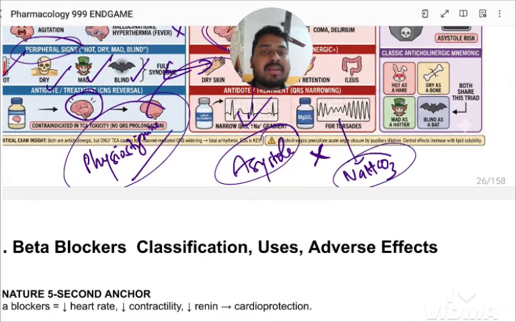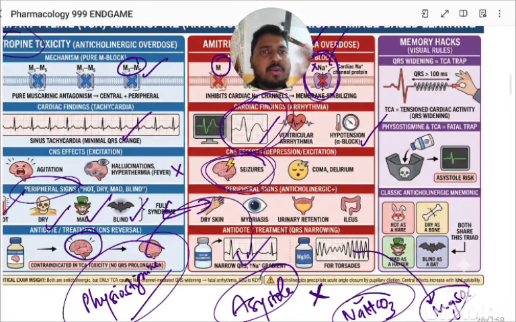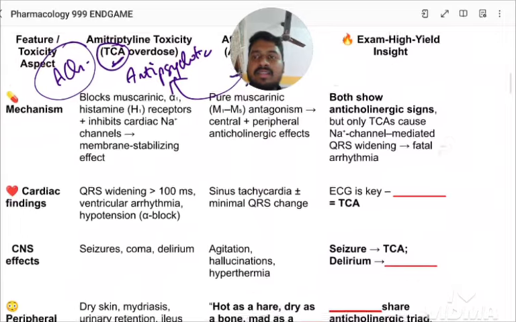Sodium bicarbonate is the treatment of choice, but if the patient goes into torsades de pointes, that is because of sodium channel inhibition, then you will have to give magnesium sulfate, which is the drug of choice. So I think I have explained everything. What is QRS widening? QRS widening means QRS interval is more than 100 milliseconds. So we'll just quickly see the questions.